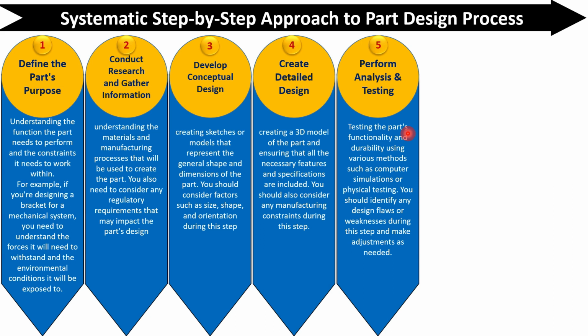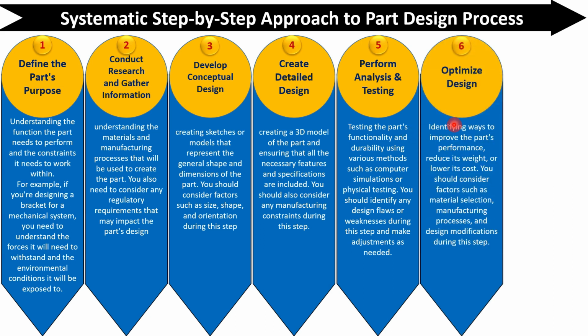The next step is to optimize the design. This involves identifying ways to improve the part performance and reduce its weight or lower its cost. So we will optimize the design in terms of cost, weight, performance and process. You should consider factors like material selection, manufacturing processes and design modification. All these processes we will consider during design optimization.